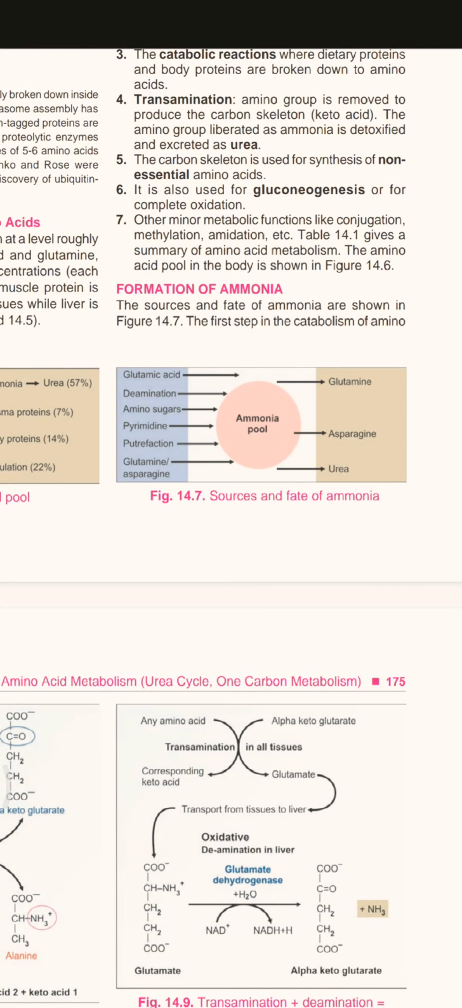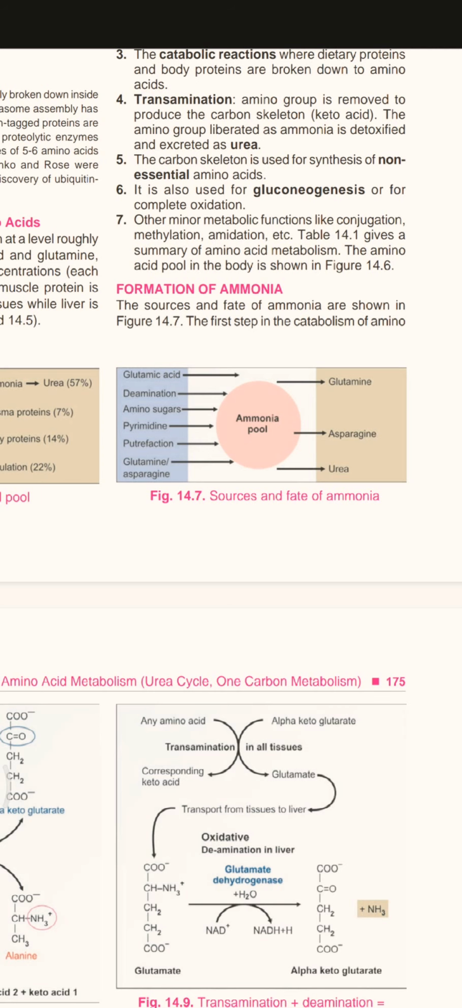In this video, we will cover formation of ammonia and detoxification of ammonia. So let's start. What is the major source of ammonia? The major source of ammonia is the first step in the catabolism of amino acid, where the amino group is released as ammonia. This is the major source of ammonia.